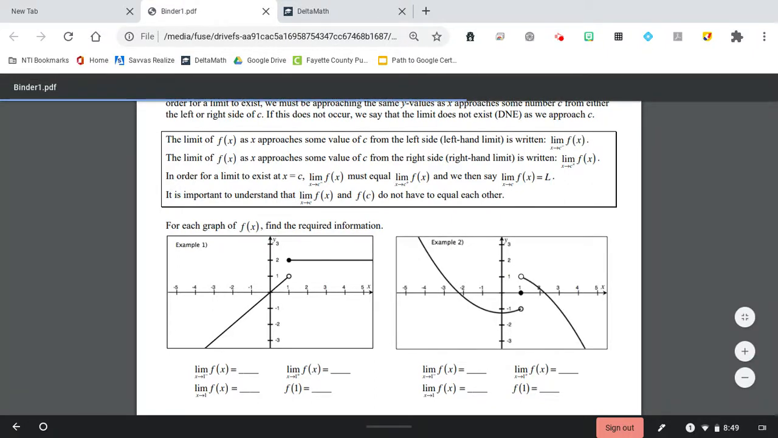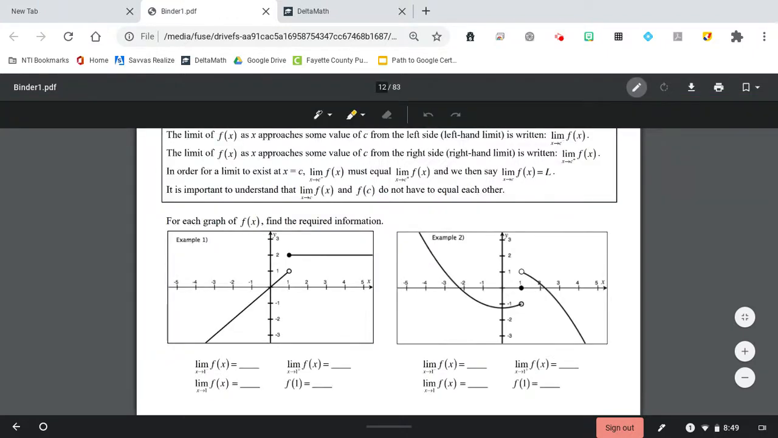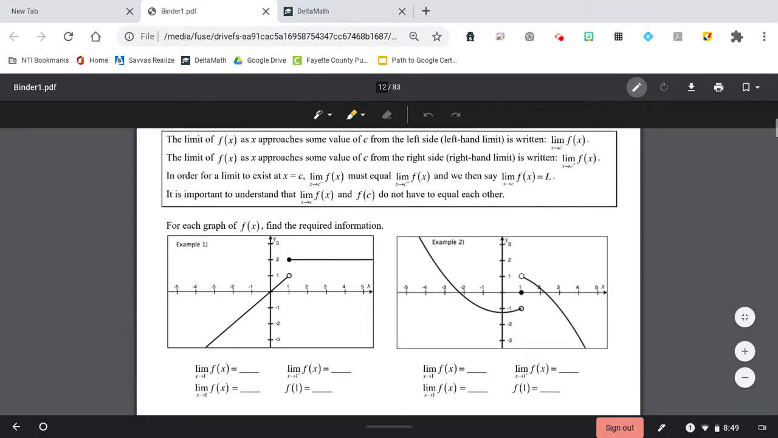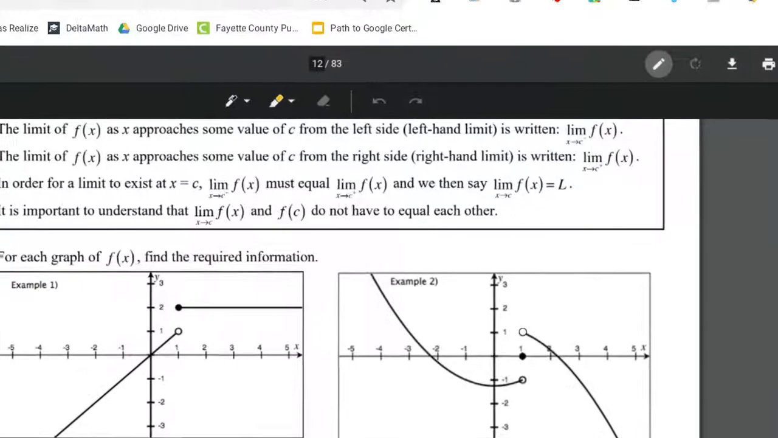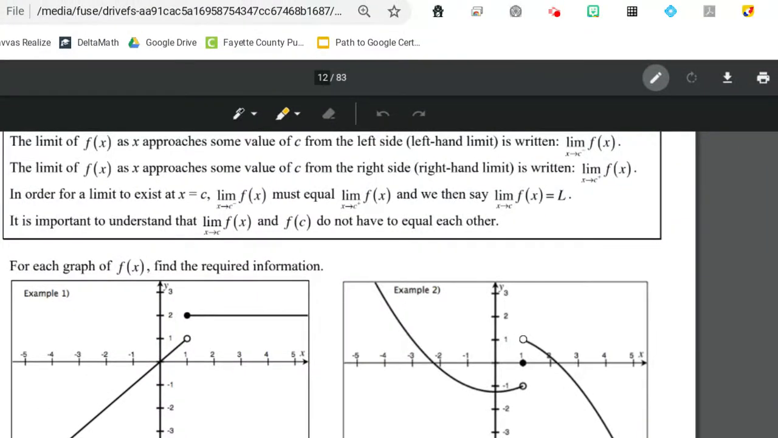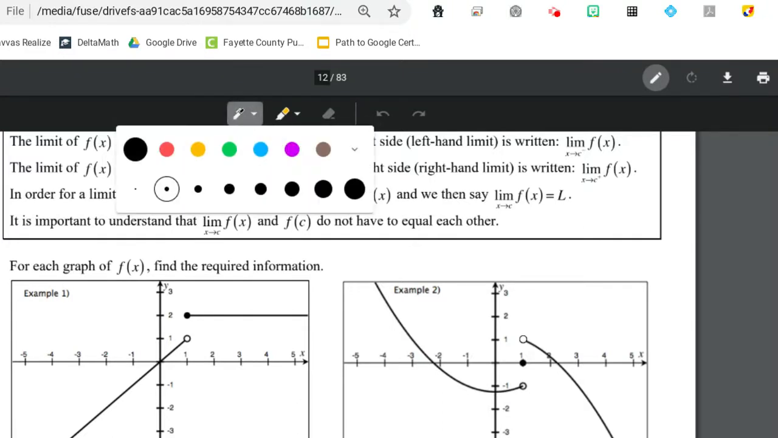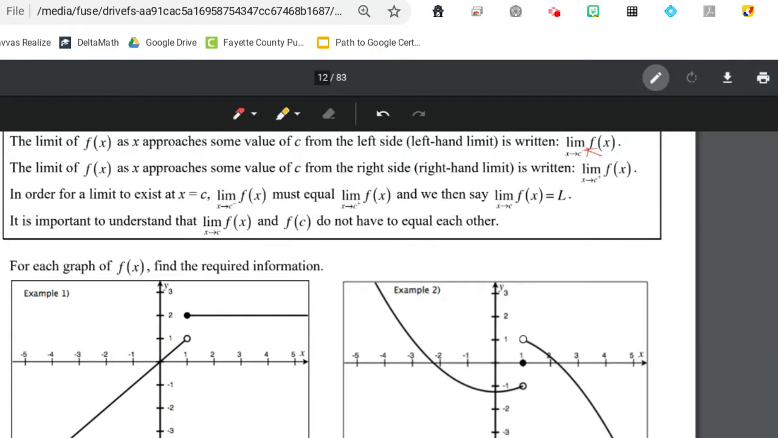Okay, and I just want to remind you of some of the notation that we had. Limits from the left are written with this little negative symbol right there. Look at that little negative symbol. That means from the left. Limits from the right, you see a little positive symbol right above that constant that you're going to see.